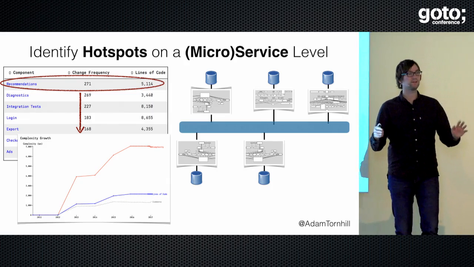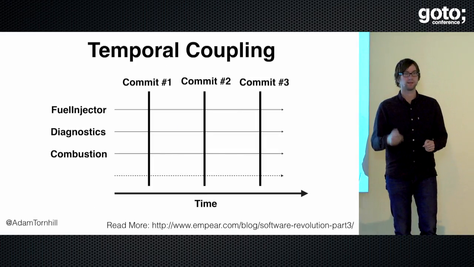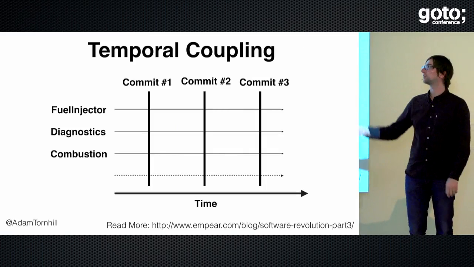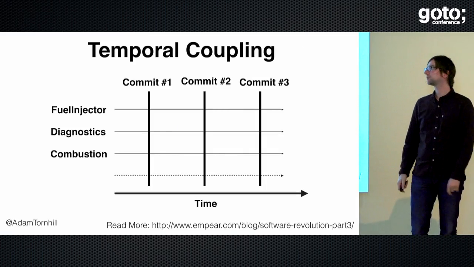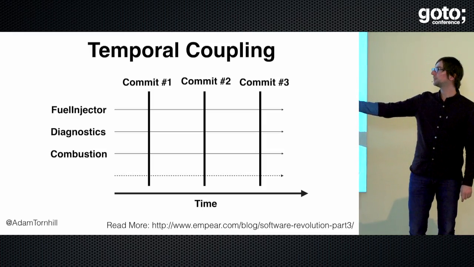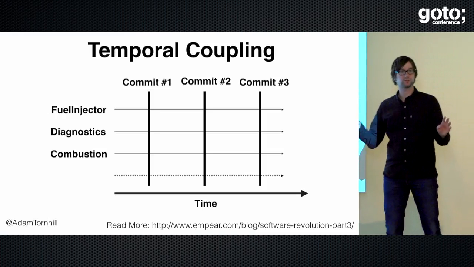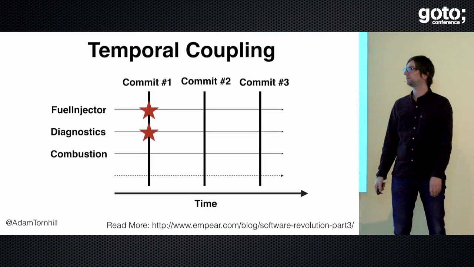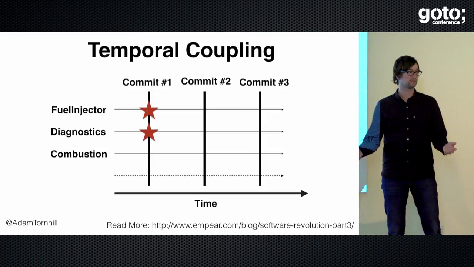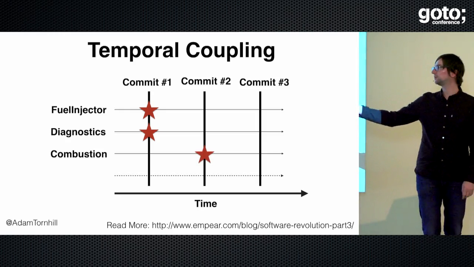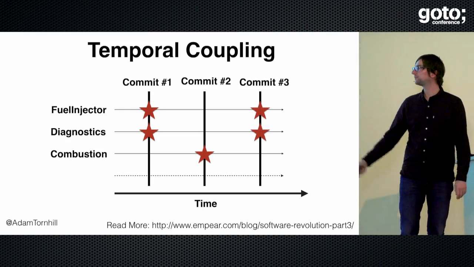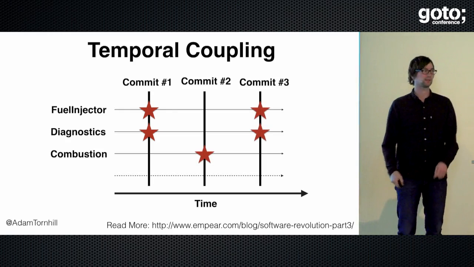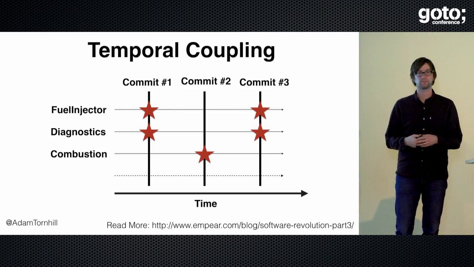But we can do even more with this kind of data. And I would like to show you how by introducing a concept called temporal coupling or change coupling. Here's how it works. Let's say we have 3 different subsystems. The first time we do a change to this system, we modify the fuel injector and diagnostics module together. The next time we do a change, we modify something else. The third time, we're back to modifying the fuel injector and diagnostics module.